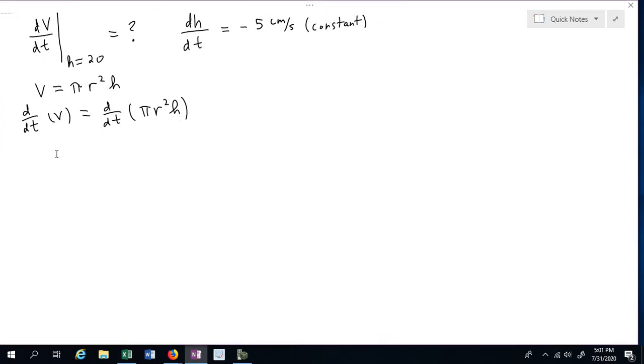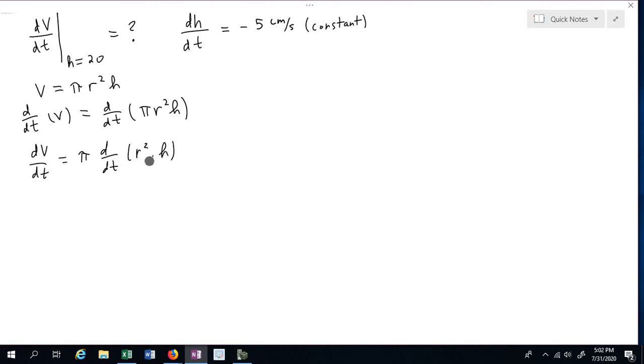Okay, so this left-hand side, that's just dV/dt. And then on the right-hand side, we're going to find the derivative of pi r squared times h with respect to time. Now notice pi is a constant, and you can pull constants outside the derivative operator. So I'm going to pull that out. And then we have to find the derivative of r squared times h.